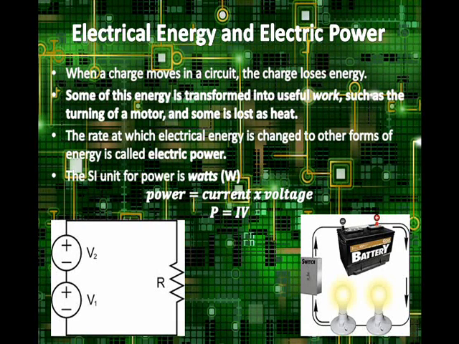And to calculate power, we actually just say current times voltage. So P equals I times V, because remember I equals current. Current is measured in amps, but in the formula it's represented by I.